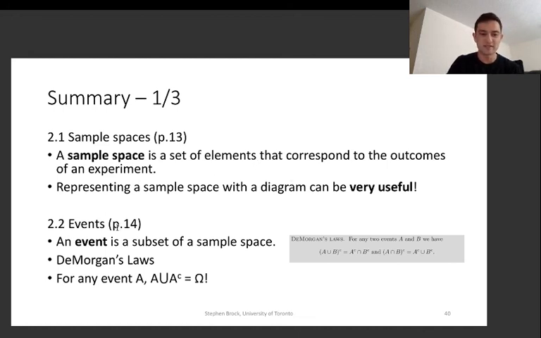Section 2 is on events. An event is a subset of the sample space. De Morgan's laws are very useful, and we learned that in section 2. It's a very useful tool for solving questions, and one of the results was that for any event A, the union of A and A complement is omega.